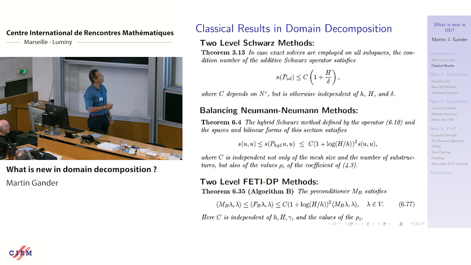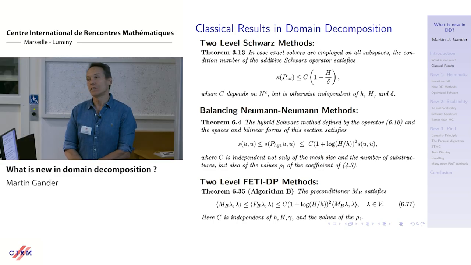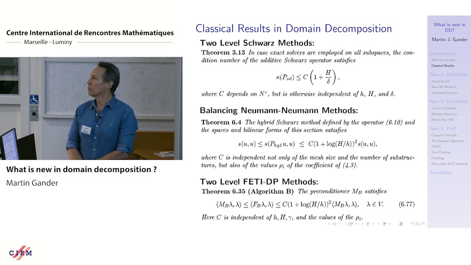For the next method, the theorem says basically the same. If you divide by this S of UU, you get a condition number estimate. It says it's bounded by a constant times 1 plus a log of capital H over little h. Little h is the mesh size of your solver. Capital H is still the subdomain size. So if the ratio of capital H to little h is constant, this is an optimal method. And the third result is the two-level FETI methods result. You still have to divide by this quantity here to get the condition number estimate. It says constant times 1 plus a log, again H over h. So these are three optimal methods.